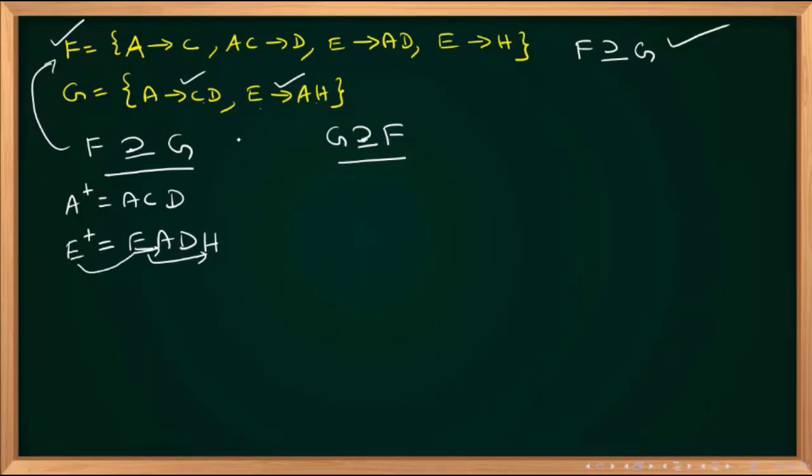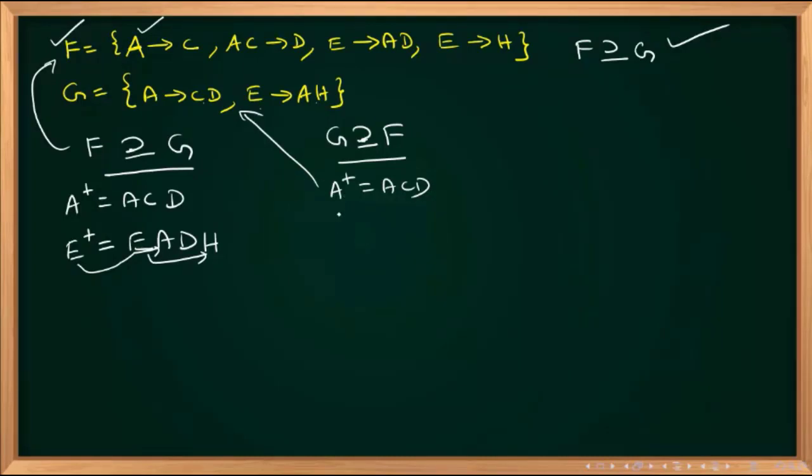In my hand, I am having only the G functional dependencies. With G's functional dependencies, I should cover F. First, I need this A to C. We'll check that. A closure is equal to ACD. What is the meaning of that? Definitely A to C is covering. Is it yes? A to C is covering, yes or no? Please write yes. Very good.